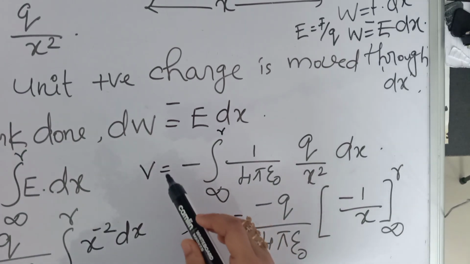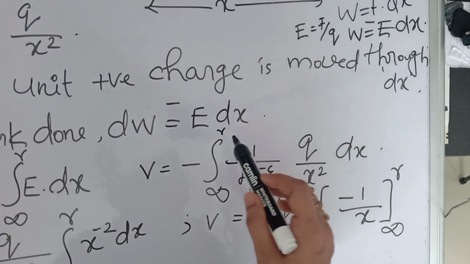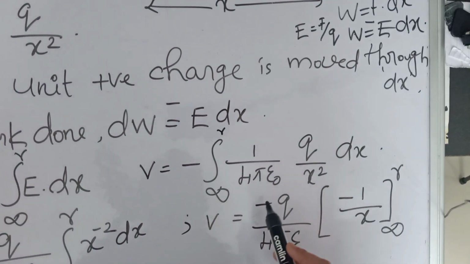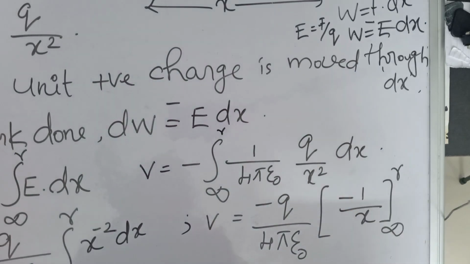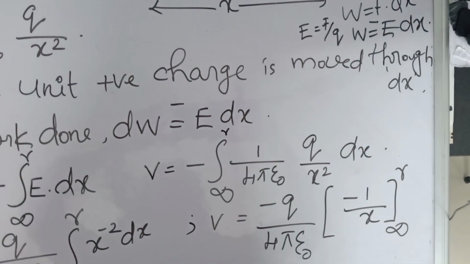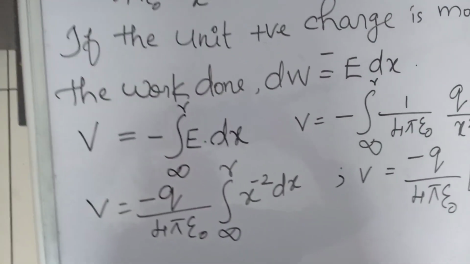What will be the equation? V is equal to minus integral infinity to R 1 by 4 pi epsilon 0 Q by x square, that we have already found, right, into dx. So here we have to integrate within the limit infinity to R. Now what are the constants coming here? Constants ne onnu puratthekku edukam.